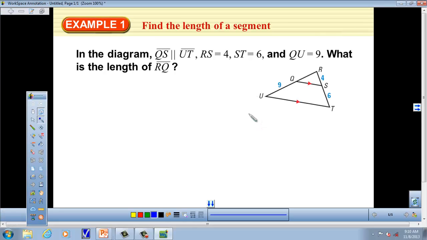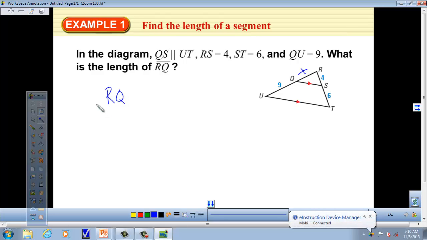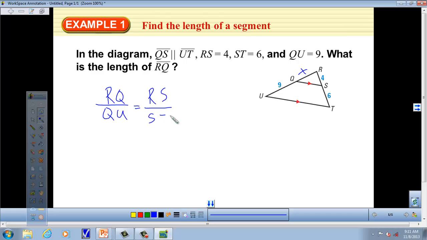So, the triangle proportionality theorem tells us that if these two lines are parallel in a triangle, then we can write a ratio of RQ over QU is equal to RS over ST. So in other words, rather than doing this small part times the whole thing and this small part times the whole thing, we can say this part over this part equals that part over that part.